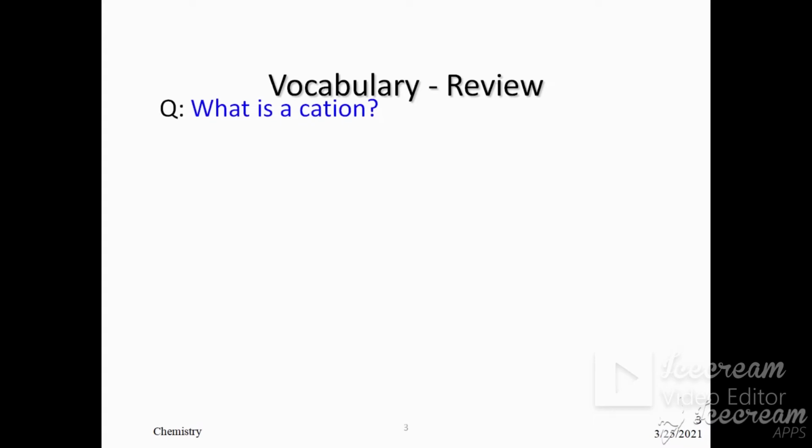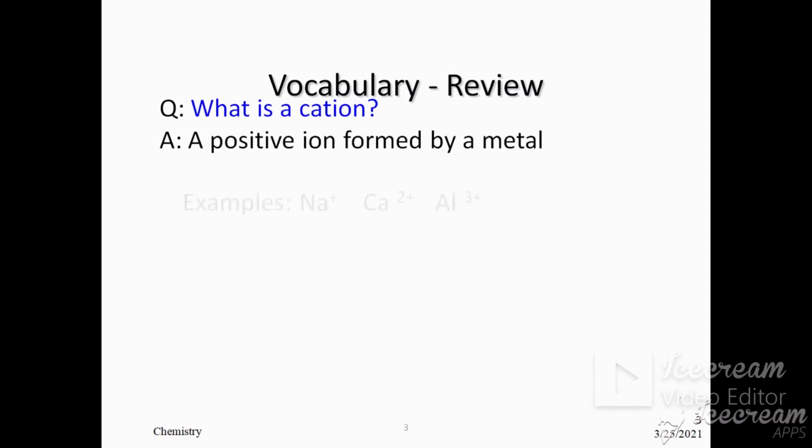What is a cation? A positive ion formed by a metal. Examples: Na+, Ca2+, Al3+.